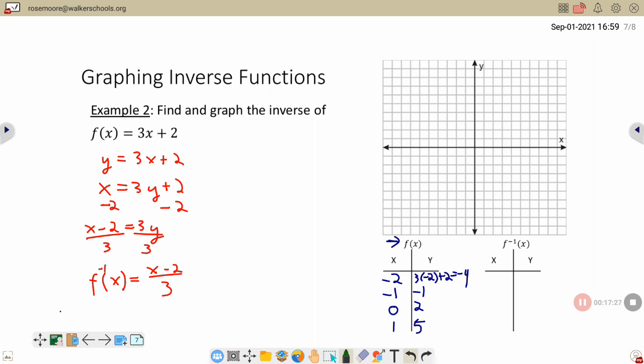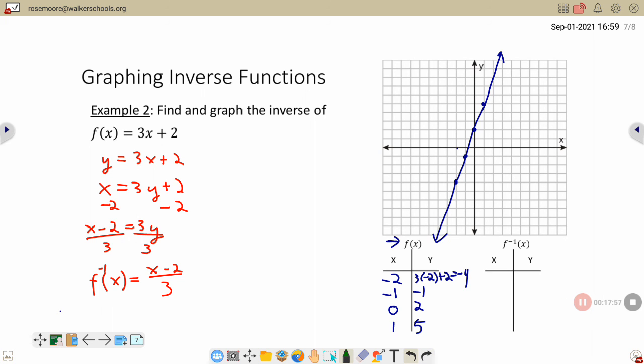So I'm going to plot those points. So -2, -4 first. -1, -1 next. 0, 2 after that. And 1, 5 after that. So there is my original function in blue. Oh my, very steep little guy.